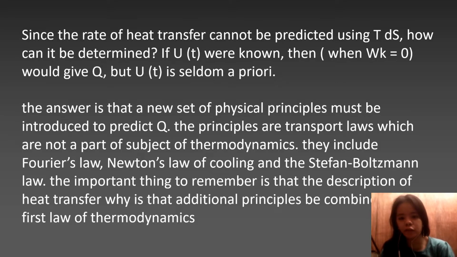Since the rate of heat transfer cannot be predicted using T ds, how can it be determined? If U(t) were known, then when W is equal to 0 it would give Q, but U(t) is seldom known. The answer is that a new set of physical principles must be introduced to predict Q.